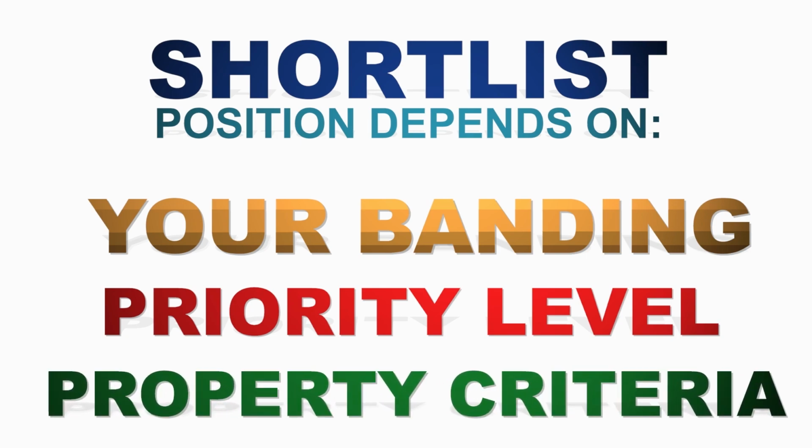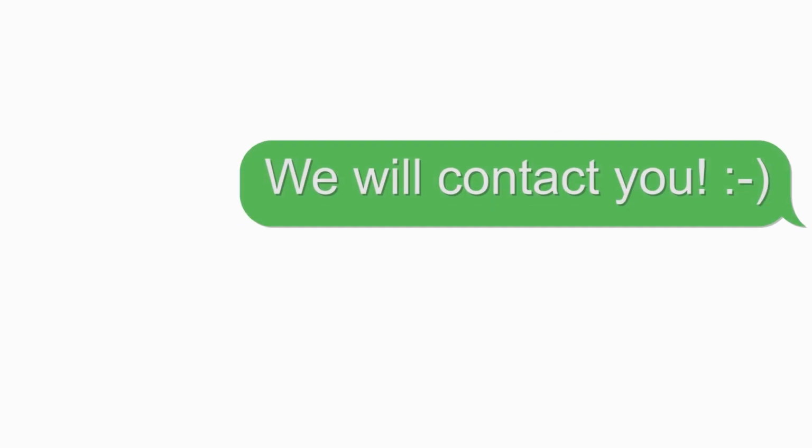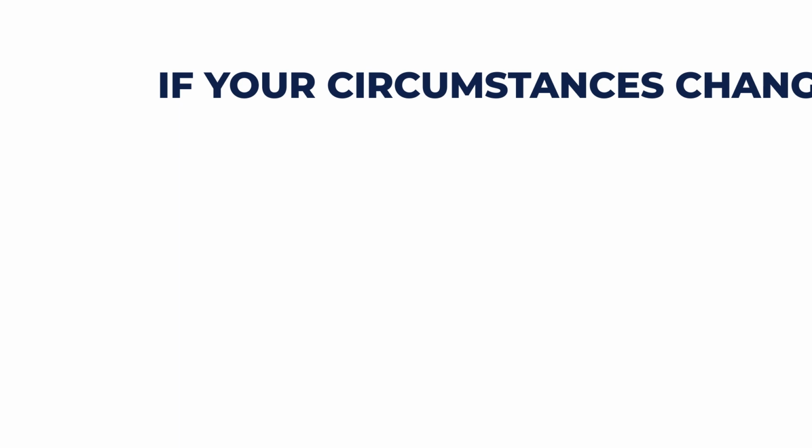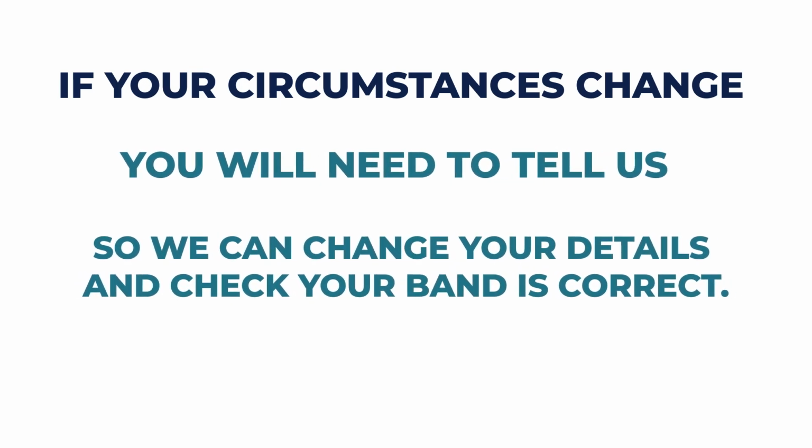When the bidding closes, you will be able to see your position in the list of applicants that have bid on the property. We will contact you if you are successful in your application for a home. If your circumstances change, such as you move home or have a new addition to your household, you will need to tell us so that we can change your details and check that your band is correct.